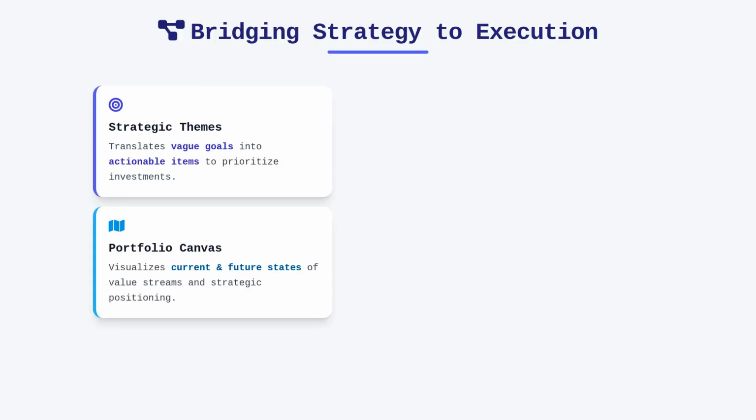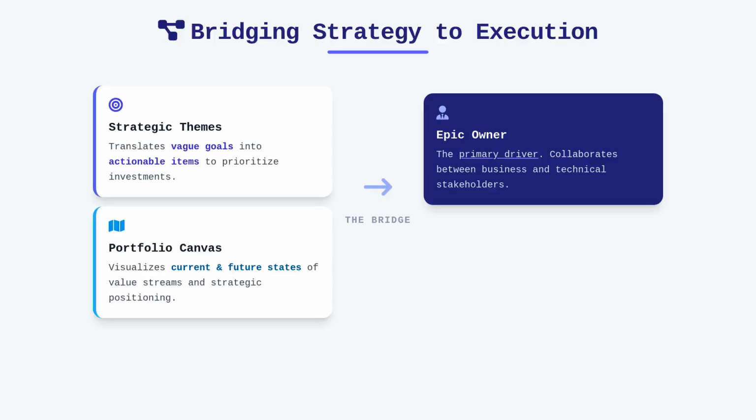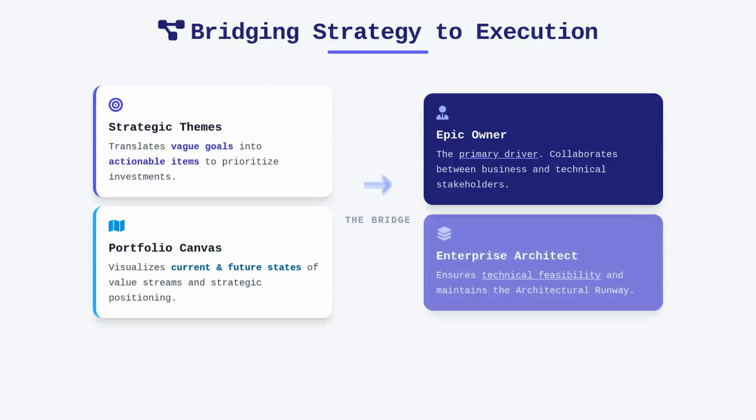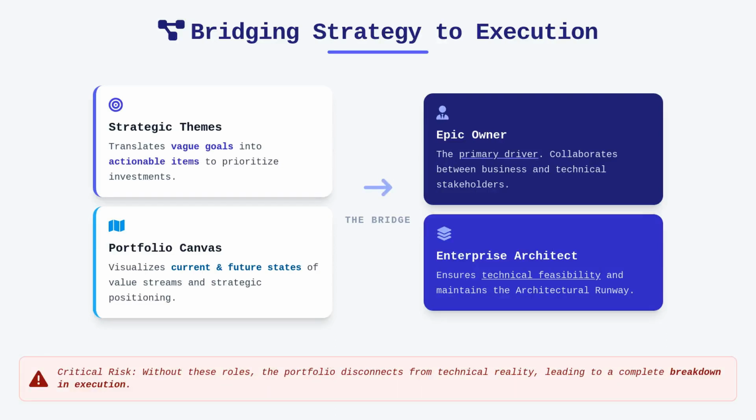In this environment, the Epic owner acts as the primary driver for these high-level initiatives, fostering collaboration between business and technical stakeholders to shepherd epics through the life cycle. Simultaneously, the enterprise architect works to ensure that these strategic shifts remain technically feasible and consistent with the architectural runway. Without these roles, the portfolio risks becoming disconnected from the technical reality of the software systems, leading to a breakdown in execution.